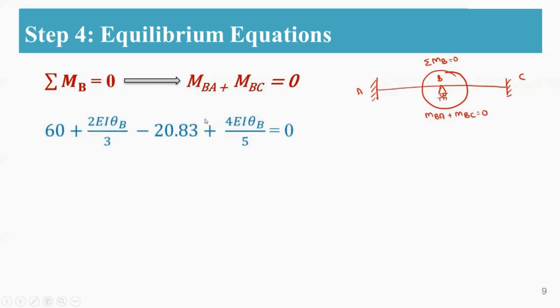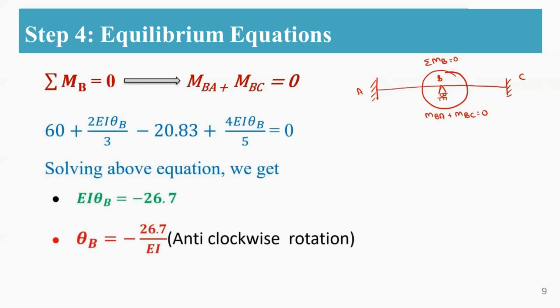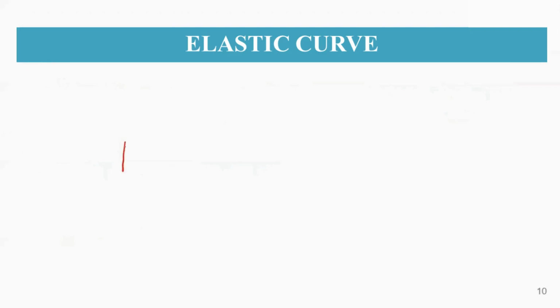Now by substituting this entire thing and solving this equation, you are going to get theta B equal to minus 26.7 by EI. Where you are getting negative, it means as per sign convention, it is an anti-clockwise rotation. Now we are going to draw the elastic curve. Here I am going to draw the continuous beam ABC.